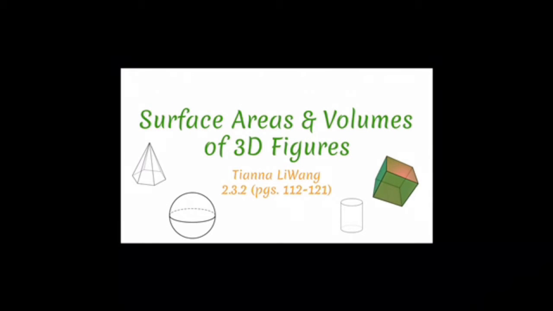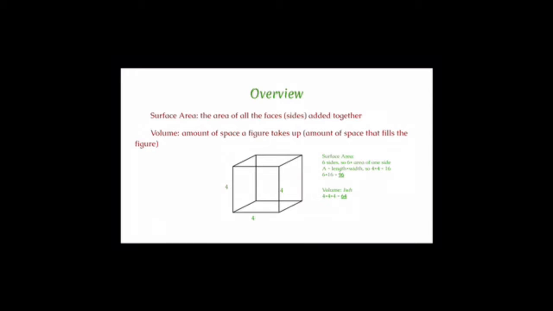Surface area and volumes of 3D figures. So an overview. The surface area is the area of all the faces, or sides, as I like to think of them, added together. And volume is the amount of space a figure takes up, or how I like to think of it, the amount of space that fills the figure. So a little quick example.